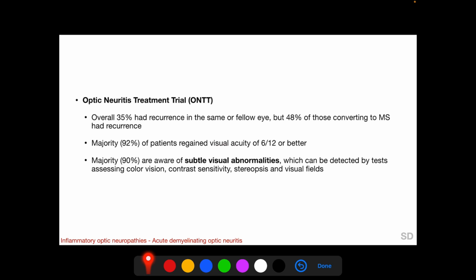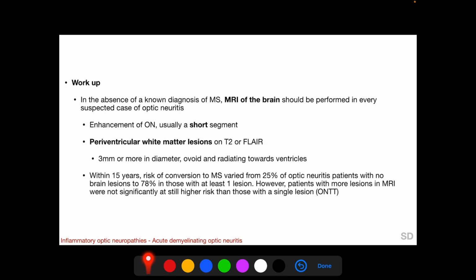However, the majority are still aware of subtle visual abnormalities long term, which can be detected by tests assessing color vision, contrast sensitivity, stereopsis and visual fields. So how do you work up a patient with suspected optic neuritis? An MRI should be done in every case.